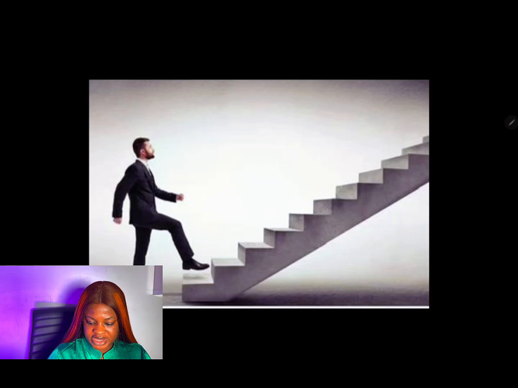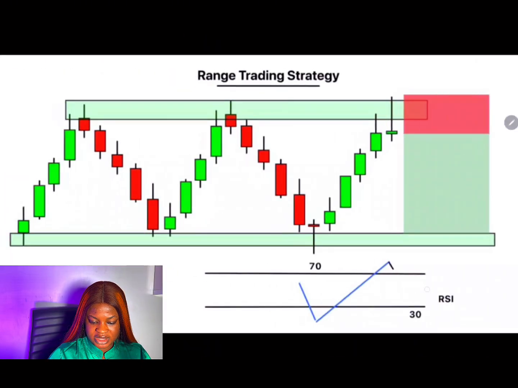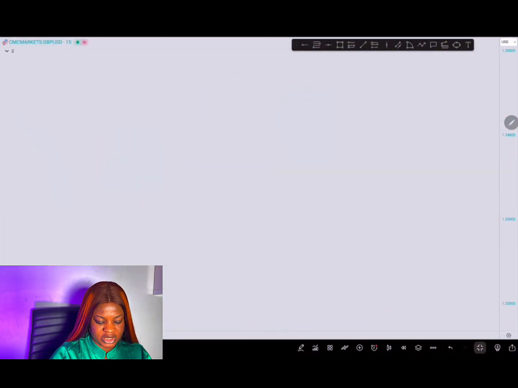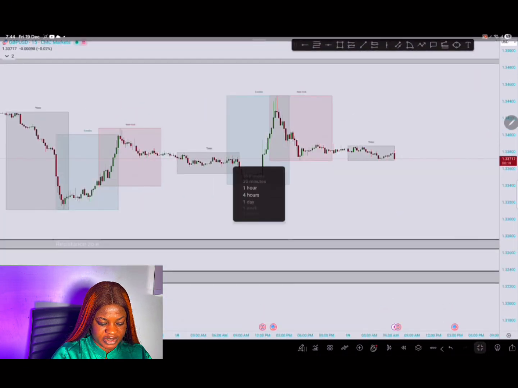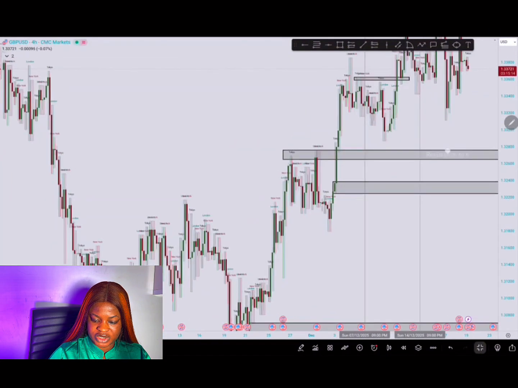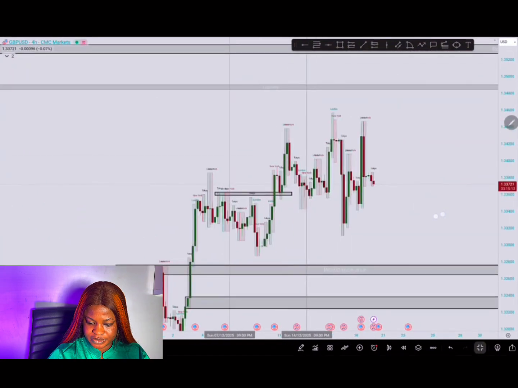There are three types of market structure. We have the uptrend, the downtrend, and the range. The first thing you should do when you open your chart is to look at the overall structure of the market from the higher time frame, if it is an uptrend or a downtrend or a range.